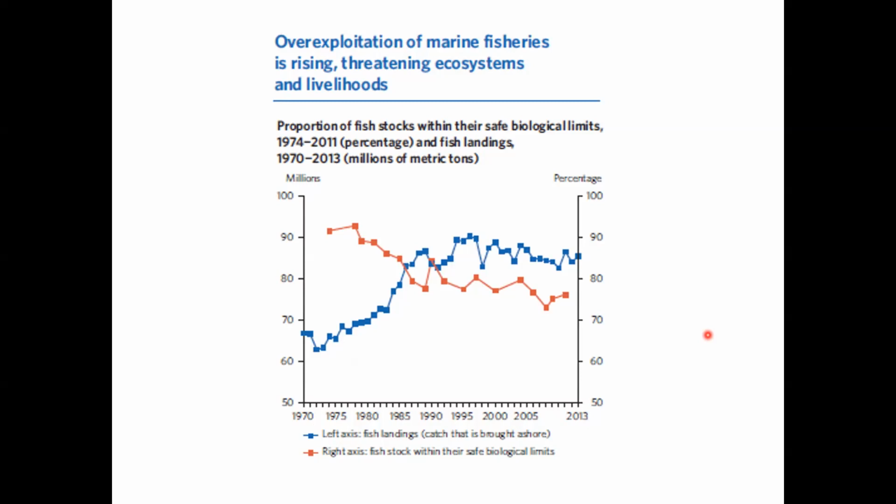Overexploitation of marine fisheries is rising, threatening ecosystems and livelihoods. Here we see the proportion of fish stocks within their safe biological limits, from 1974 to 2011 as a percentage, and fish landings, 1970 to 2013, in millions of metric tons. On the left axis, fish landings, that's catch that's brought ashore, we're seeing large increases. On the right axis, fish stocks within safe biological limits are going down, to about 75%.